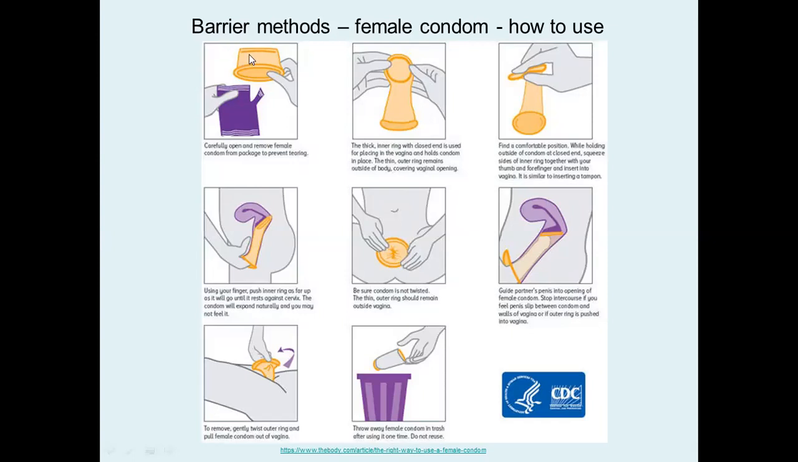Okay, so here we go. Unravel it, squeeze the inner ring, insert it into the vagina, push it up as far as possible. It's important to make sure that it doesn't twist. Guide the penis into the vagina, making certain that the penis is within the condom. And then to get rid of it, twist it using the outer ring.